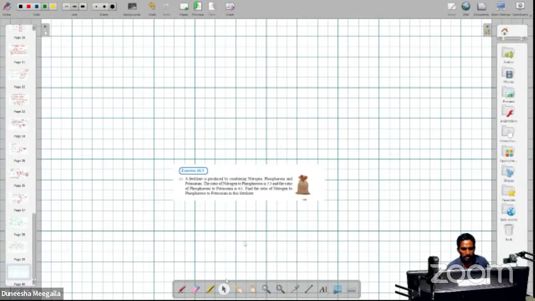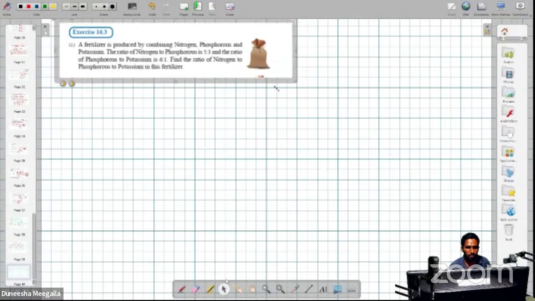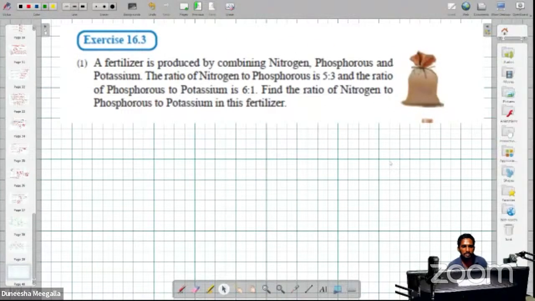I'm getting the example from your exercises. 16.3, a fertilizer is produced by combining nitrogen, phosphorus, and potassium. The ratio nitrogen to phosphorus, what is that? 5 to 3. And the ratio of phosphorus to potassium, 6 to 1. Find the ratios nitrogen to phosphorus to potassium. Can you find?